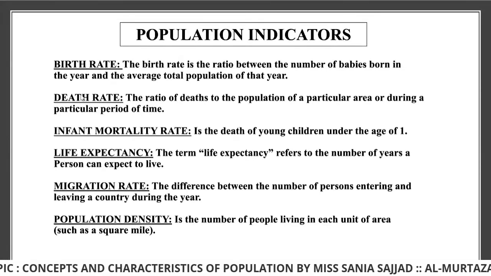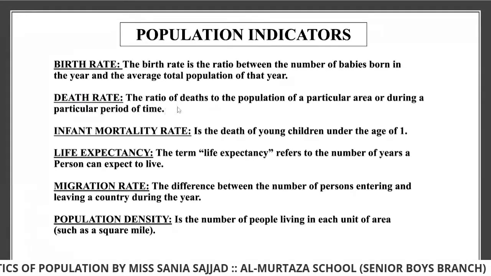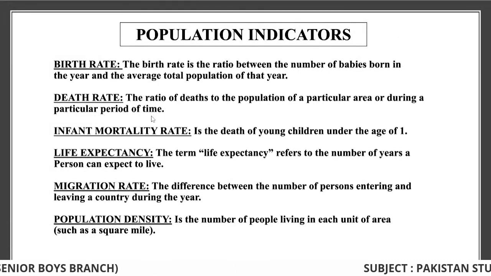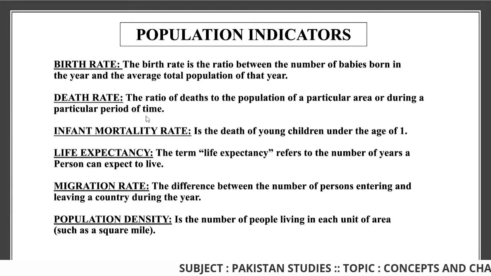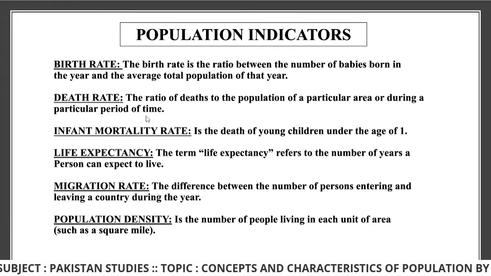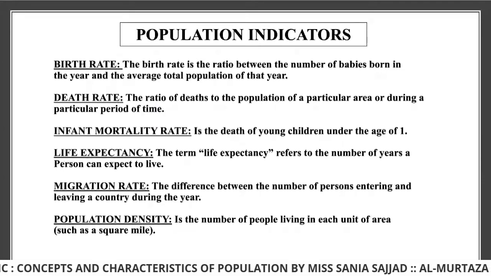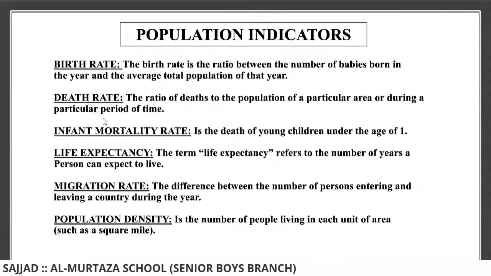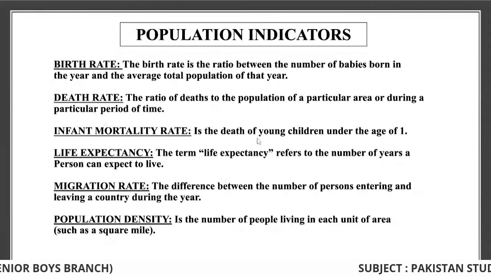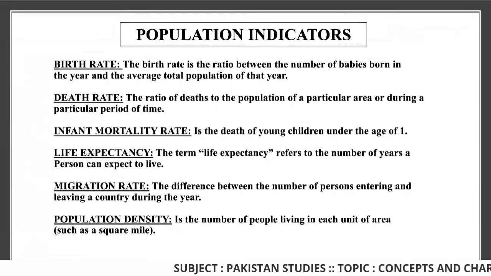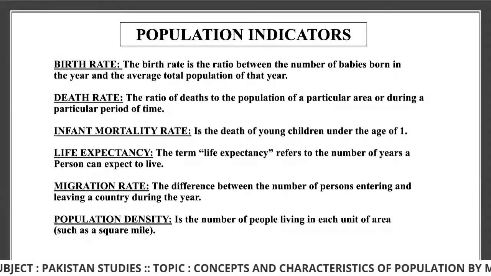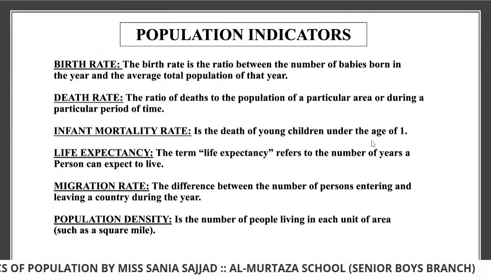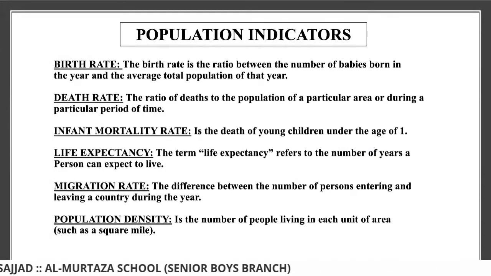When I'm talking about death rate, it is the ratio of deaths to the population of a particular area or during a particular period of time. So you're actually calculating how many people have died in that particular area during that particular period of time. When I talk about infant mortality rate, it is the death of young children under the age of 1. It means those who are babies of a couple of months, and if they die before turning a year, okay, that is known as infant mortality rate.